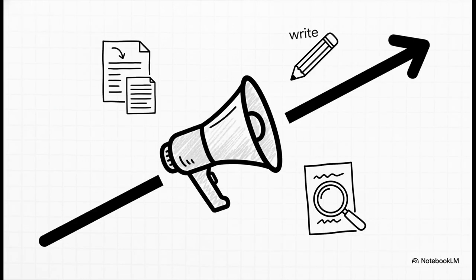Next is the task. This is the verb, the action, the absolute core of your command. What do you actually need the AI to do? To write, to analyze, to summarize, create, critique? You have to be direct and totally unambiguous. This is the primary objective of your mission.